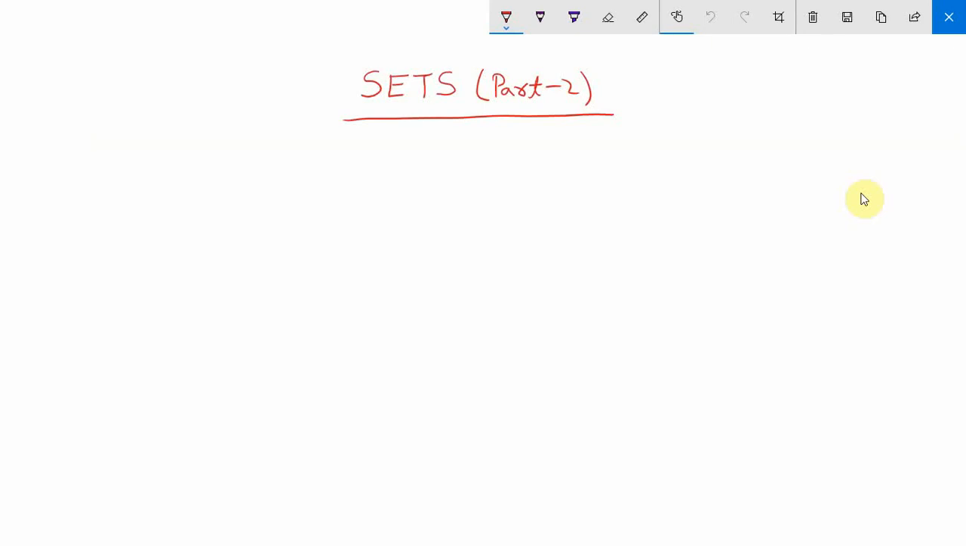Okay friends, this is the second lecture of sets. In the first lecture we have discussed what is a set. Then we have discussed roster form and set builder form of sets. Under the types of sets, we have covered empty sets, singleton sets, finite set, infinite set, equal sets, and equivalent sets.